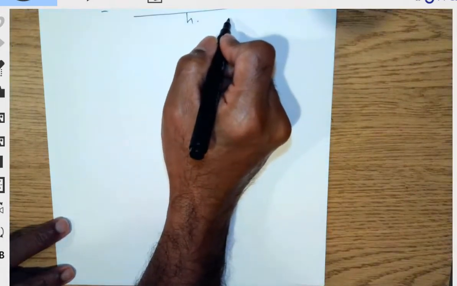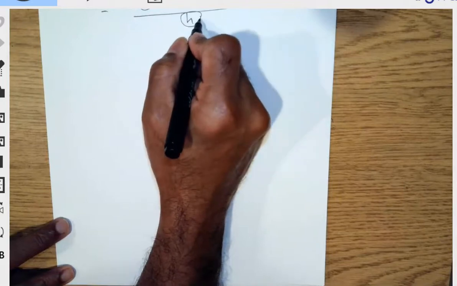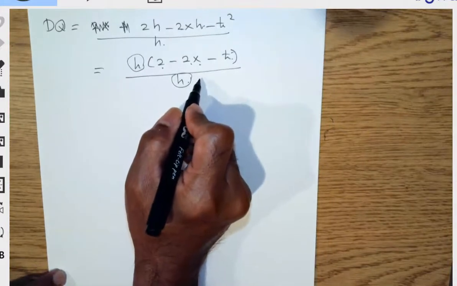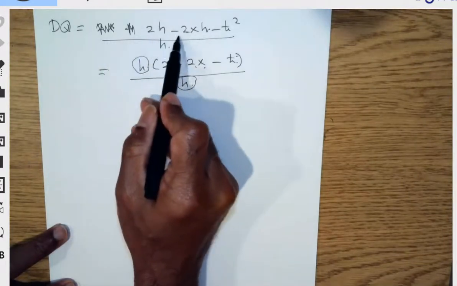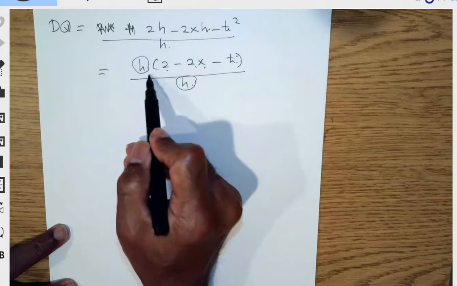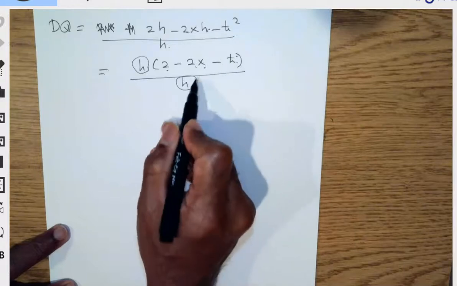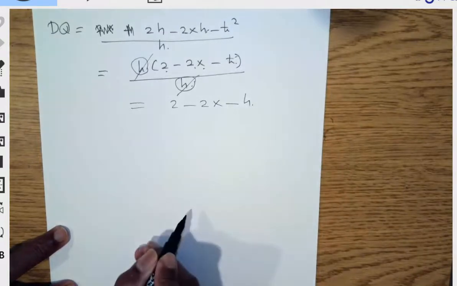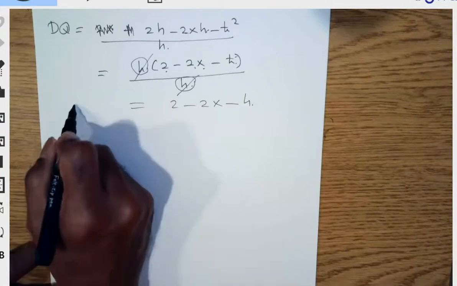Typically you cannot cancel the h because h can be 0, but in calculus, what often happens is you assume h is not equal to 0. So you can now see the difference quotient once again. What is left is 2h minus 2xh minus h squared over h. You take out h, you get h times 2 minus 2x minus h, over h. The h will cancel off, and you get 2 minus 2x minus h. And that actually is your answer. So that is your difference quotient.